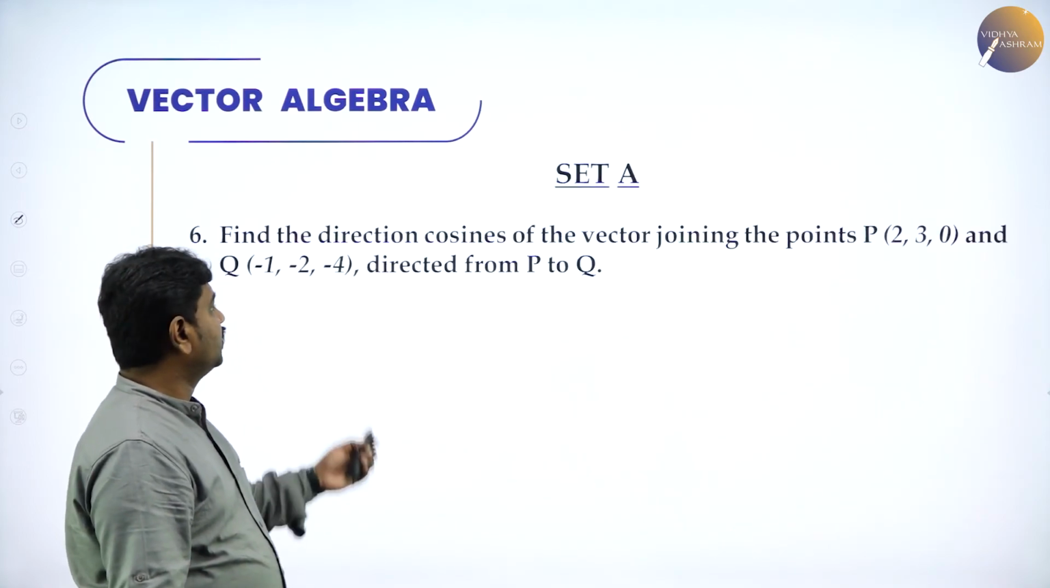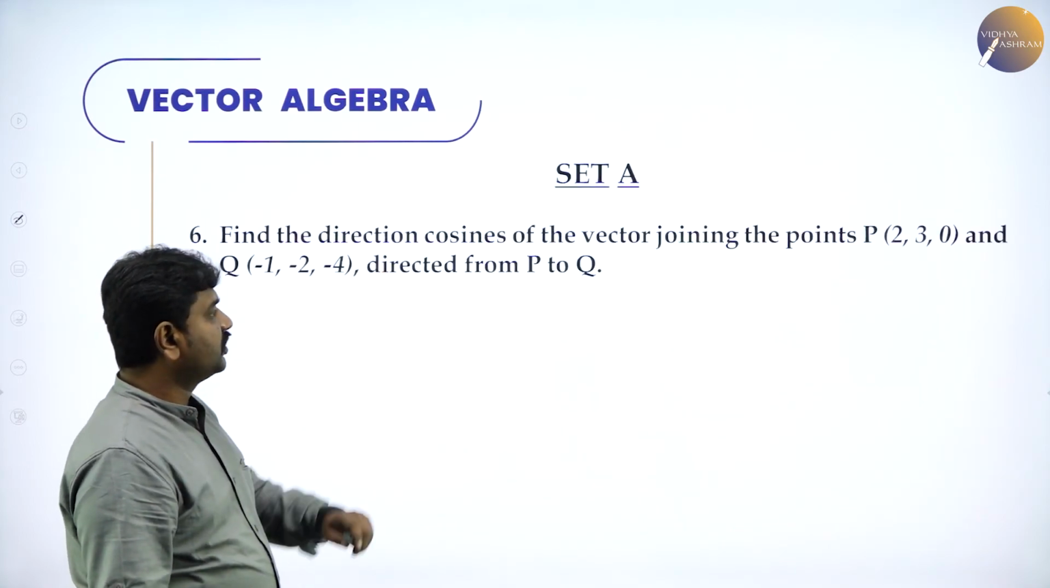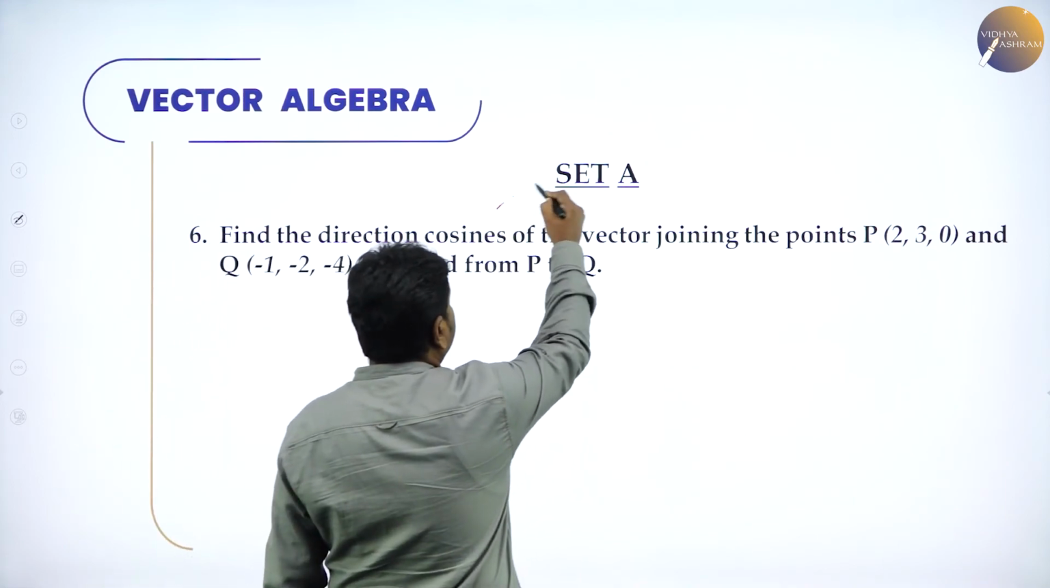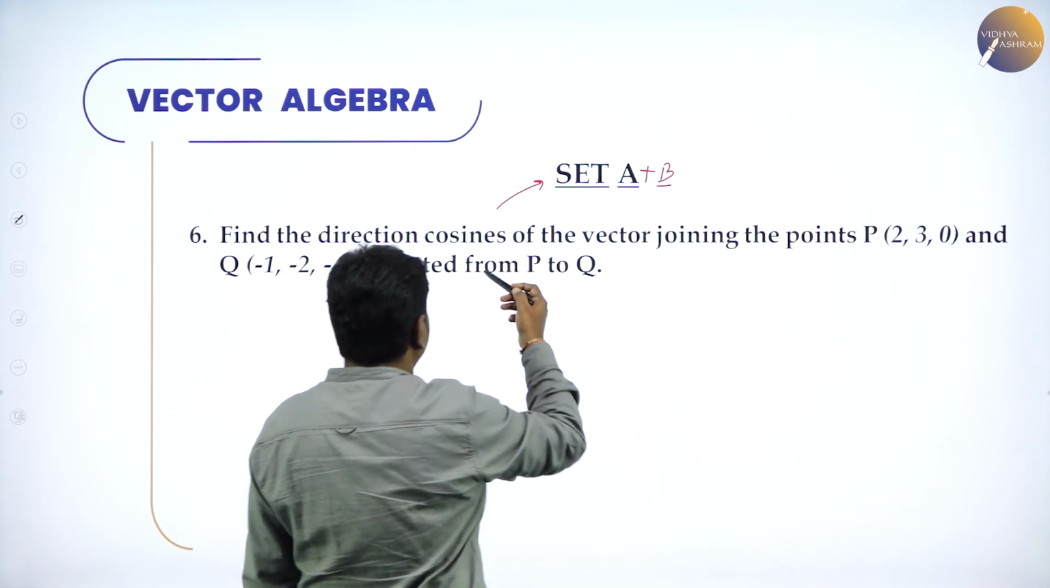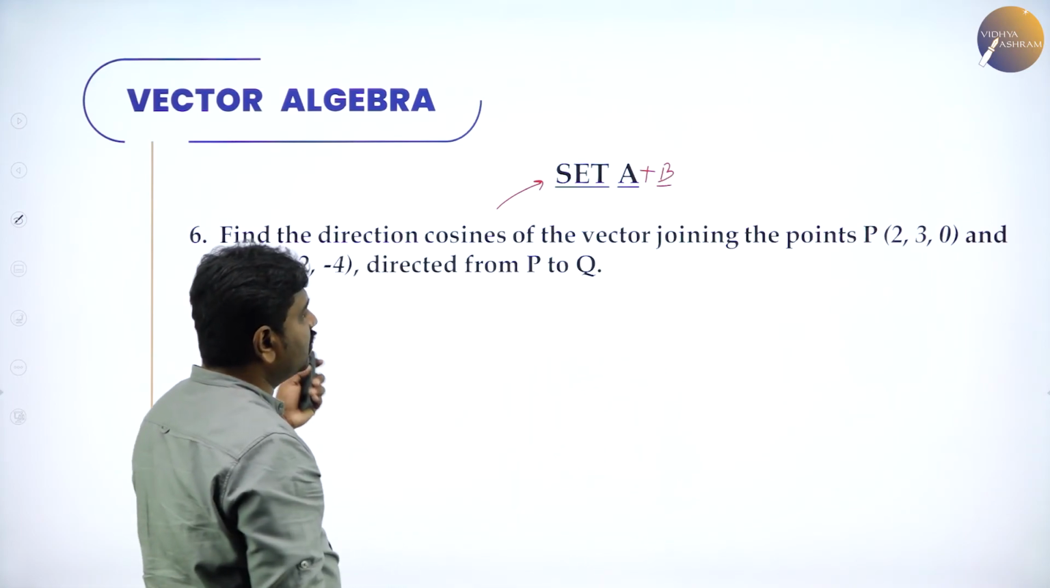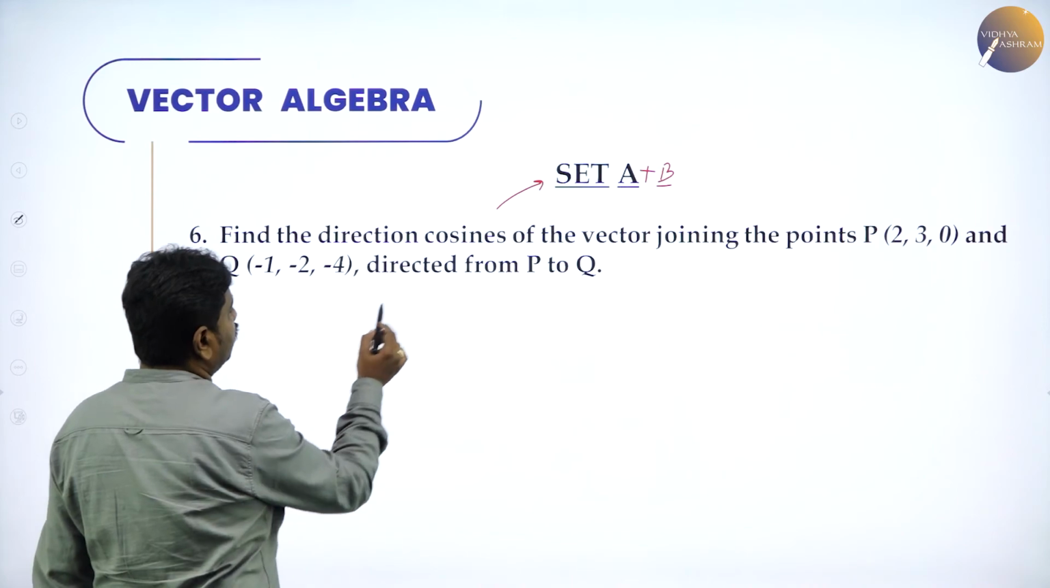If you take the other set, here find the direction cosines. So same, one more set. I can say A is done. So plus B, this is the second set. Direction cosines of the line joining points. How to find direction cosines? They want direction cosines.